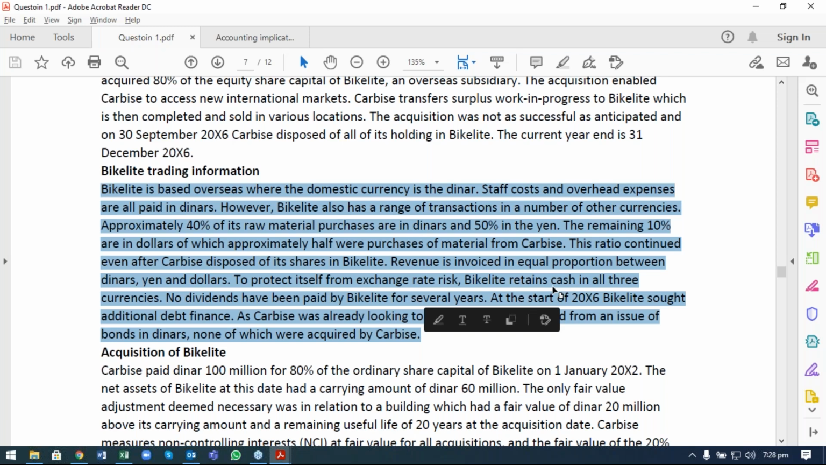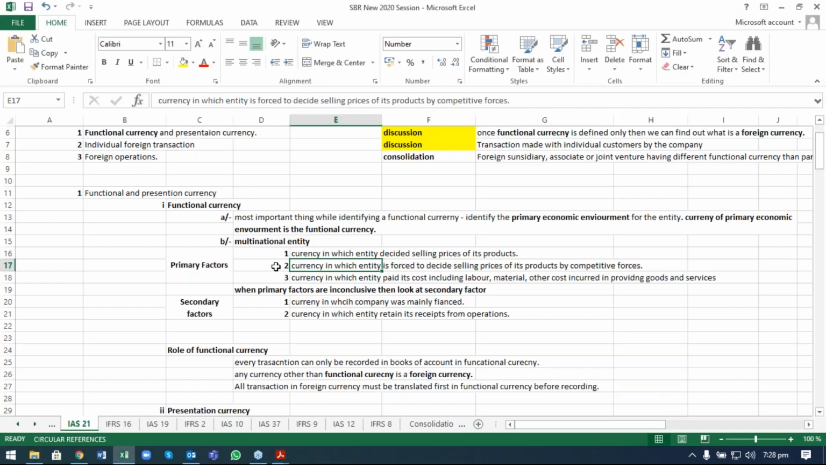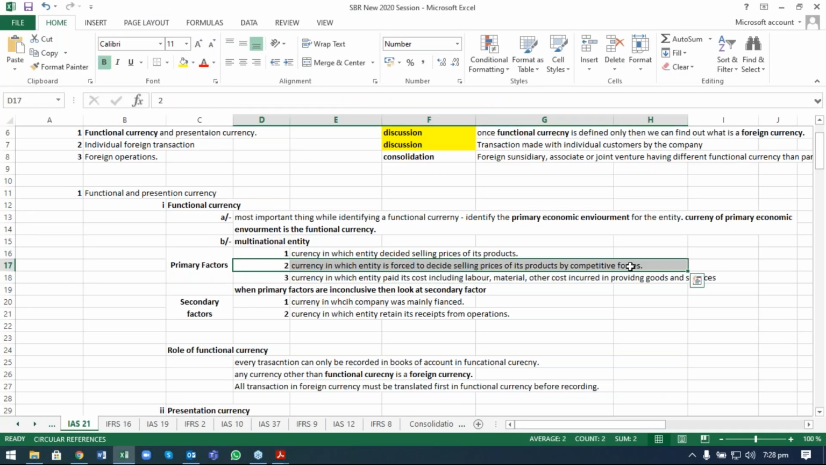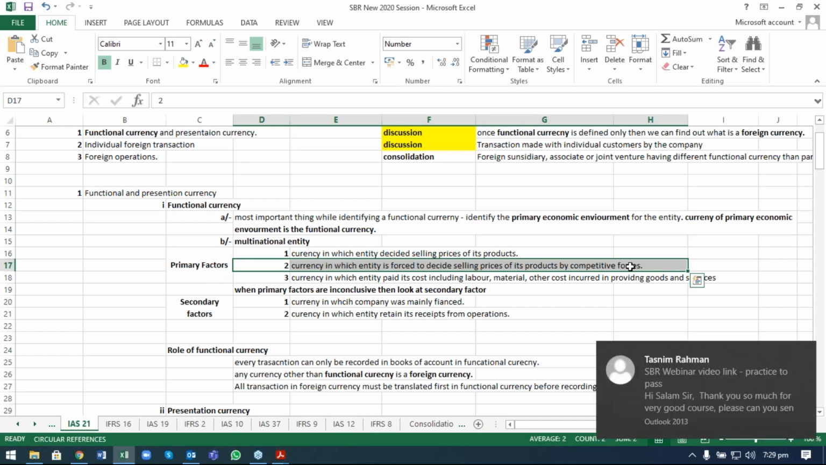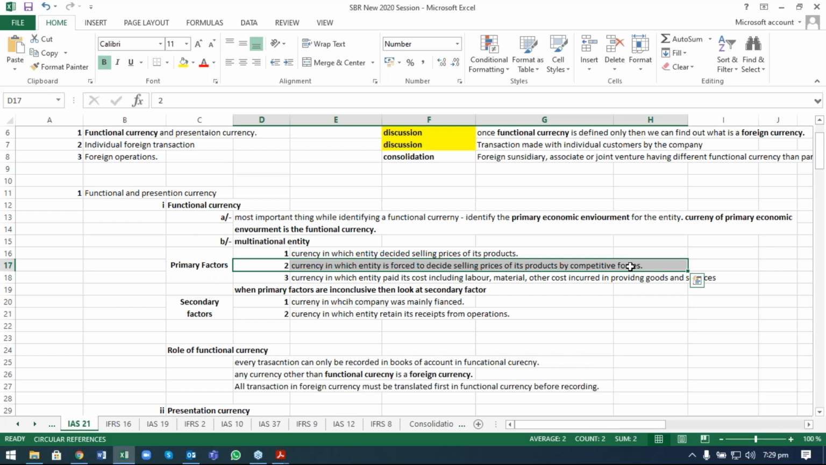So in this case, this portion we can completely ignore it, that Backlight was not forced by any of its competitors, as it is not clear from the scenario that it was anywhere forced to decide its selling prices by the competitors. So that's not the case at all in this situation.